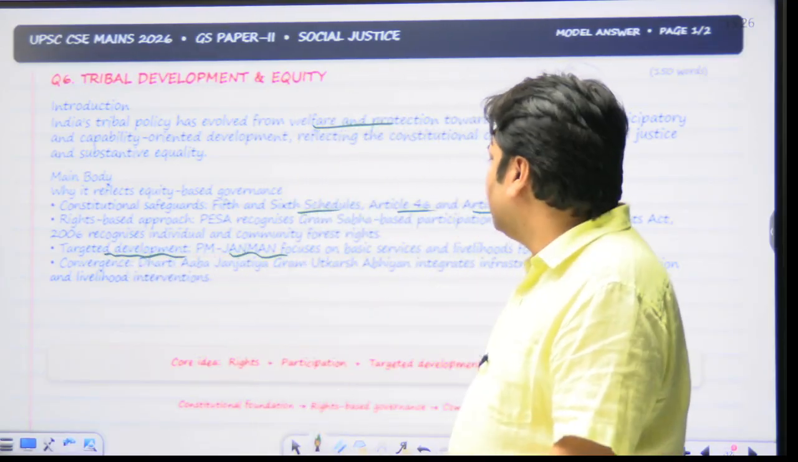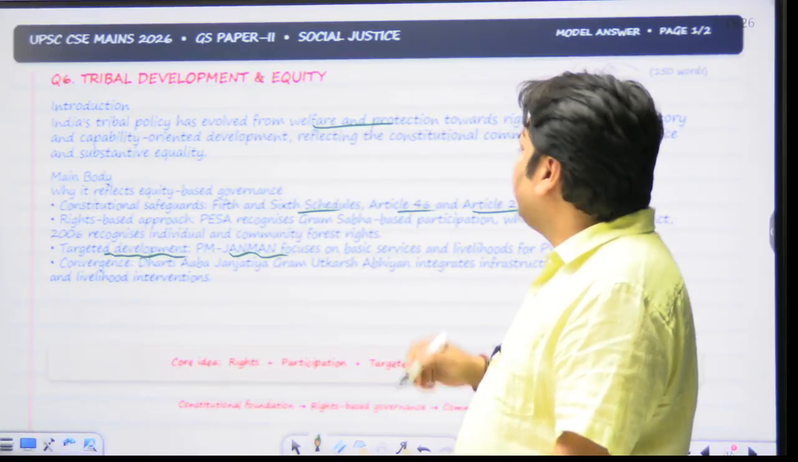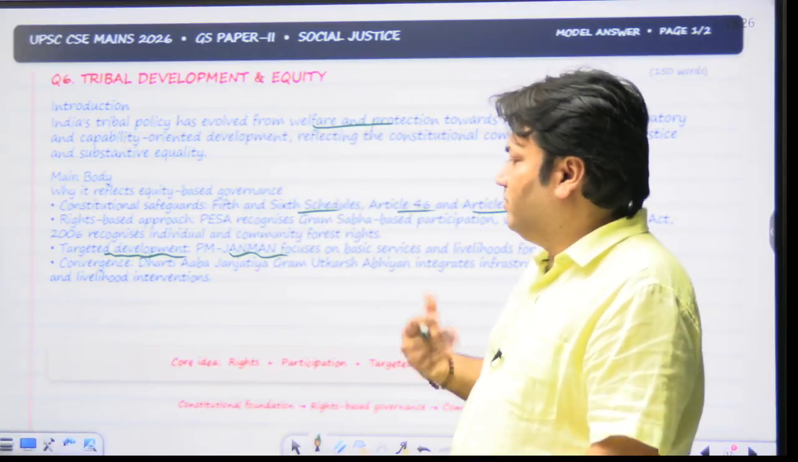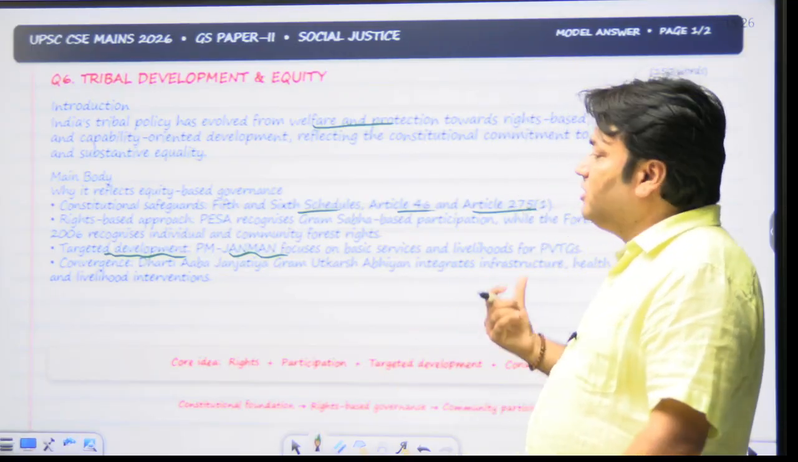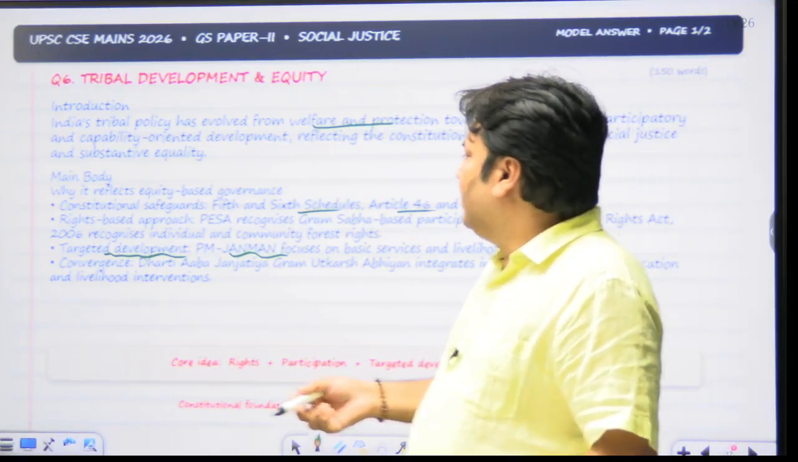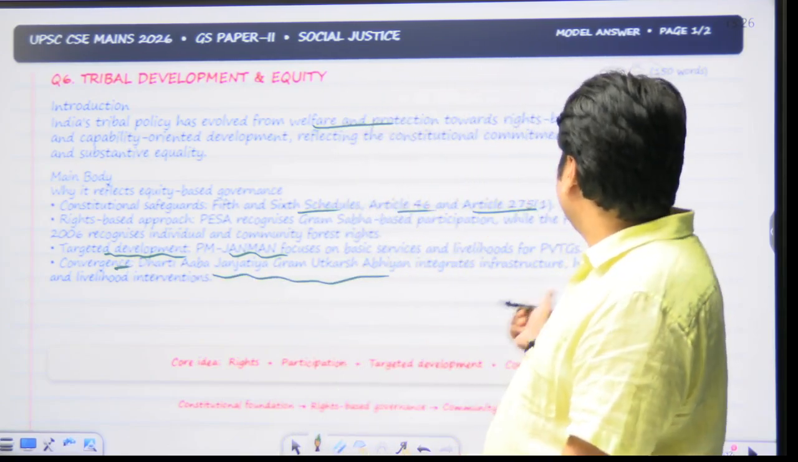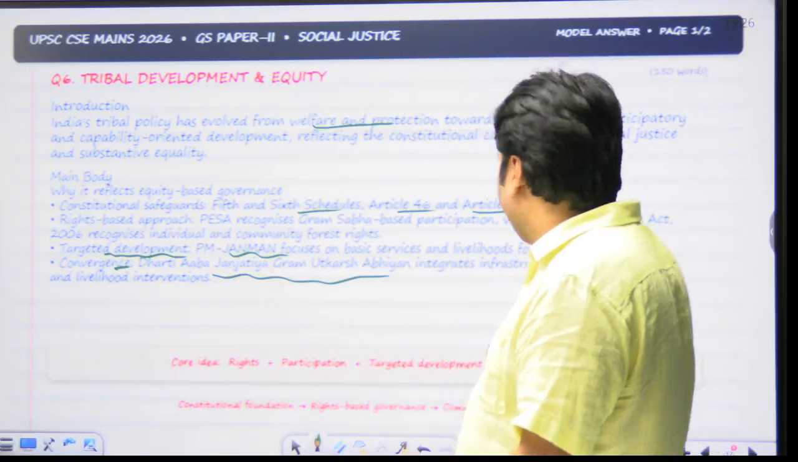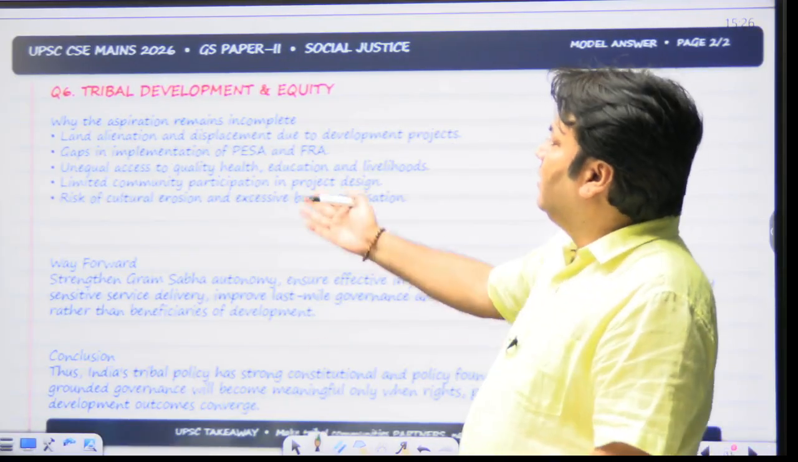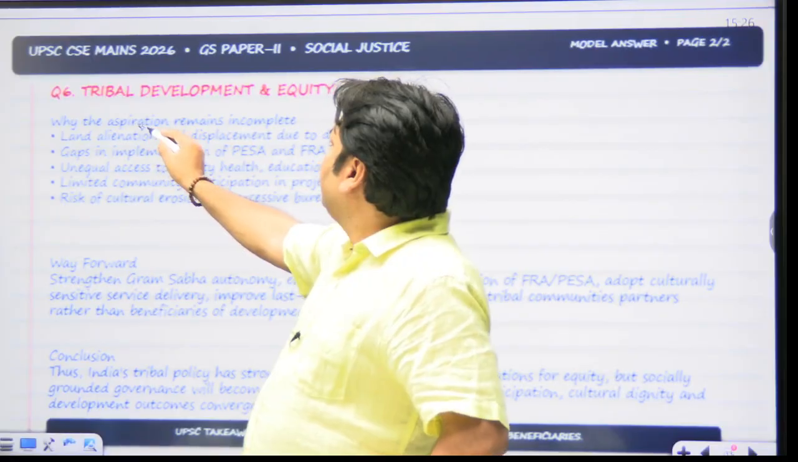PM Janman focuses on basic services and livelihoods for PVTGs, particularly vulnerable tribal groups. Convergence: Dharti Aba Janajatiya Gram Utkarsh Abhiyan integrates infrastructure, health, education, and livelihood interventions. Now, why the aspiration remains incomplete?